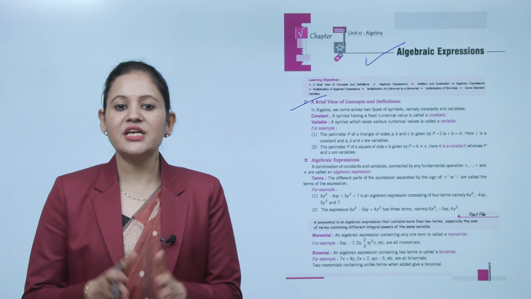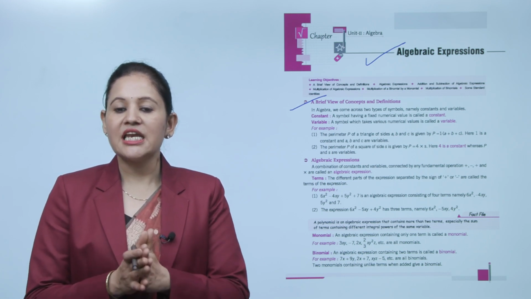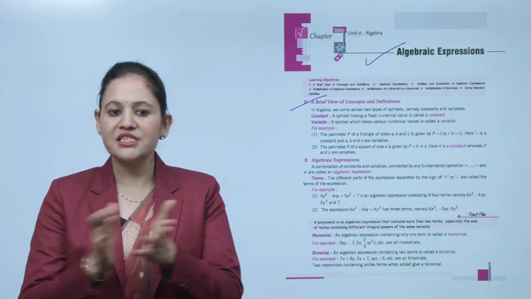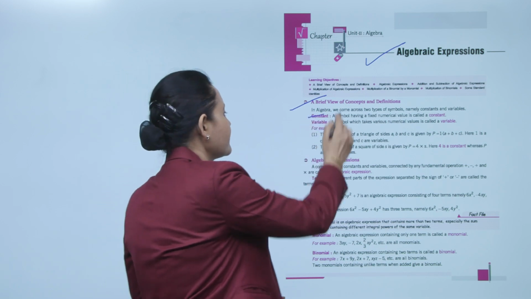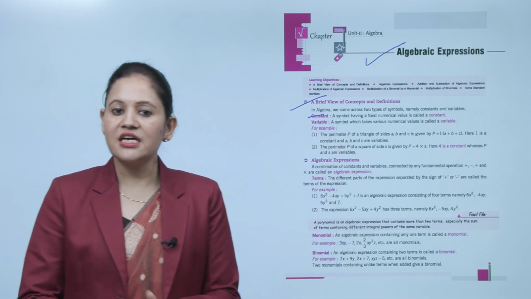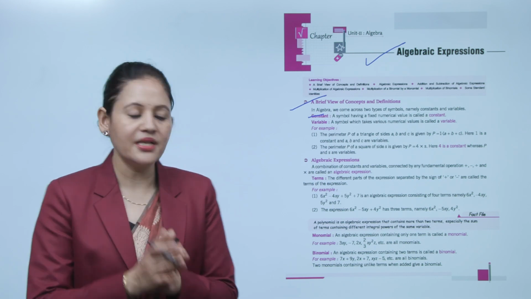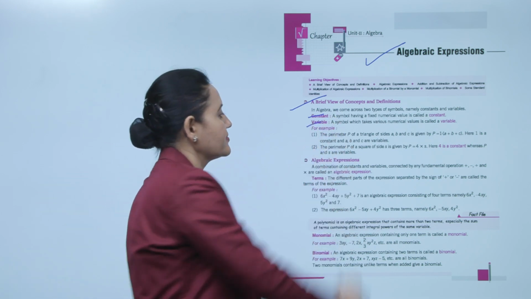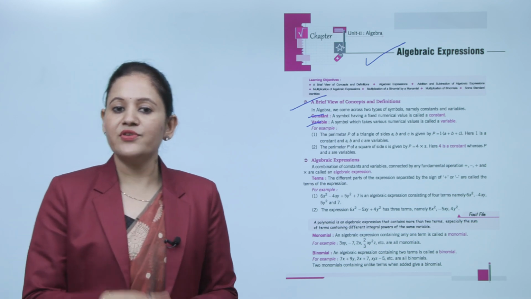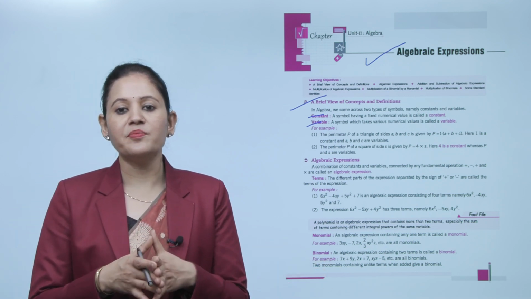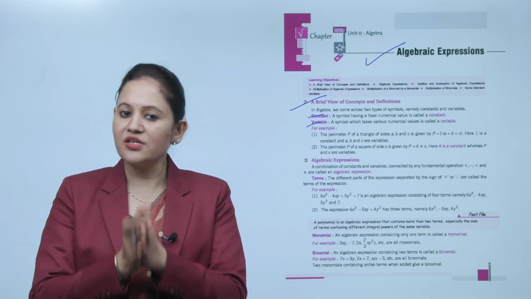In algebra, we come across two types of symbols, namely constant and variable. First is constant. Constant, a symbol having a fixed numerical value, is known as constant. Variable, the symbol which takes various numerical values, means this value keeps changing, is known as variable.